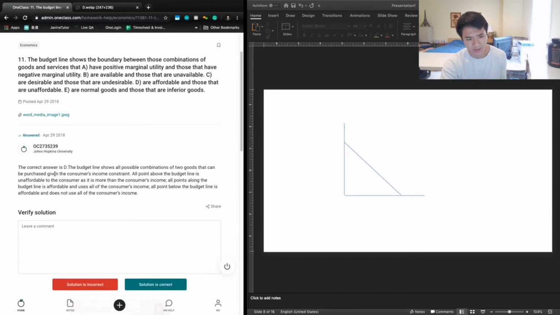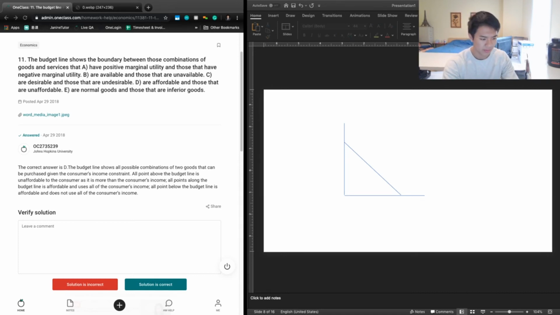Let's take a look at the previous tutor's answer. They said the correct answer is D. The budget line shows all possible combinations of two goods that can be purchased given the consumer's income constraint. All points above the budget line are unaffordable to the consumer as it is more than the consumer's income. All points along the budget line is affordable and uses all of the consumer's income. All points below the budget line is affordable and does not use all of the consumer's income. And I think that's a great answer, right?